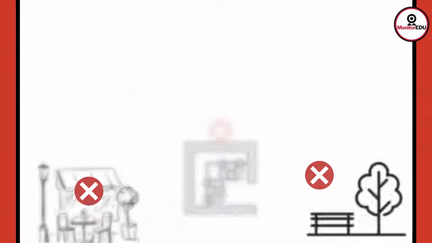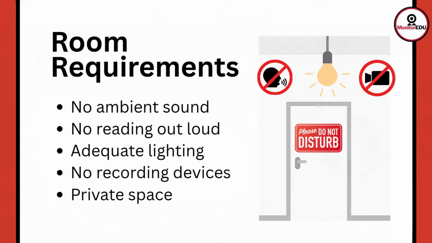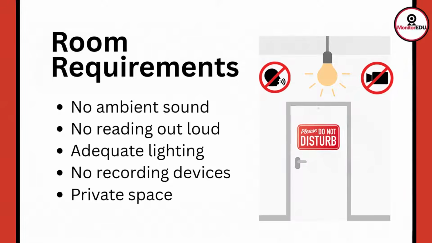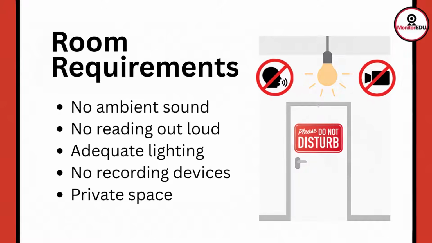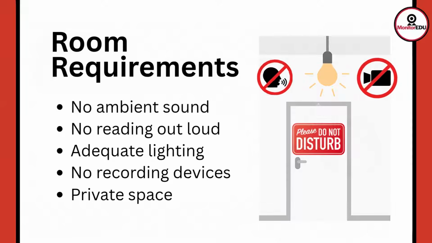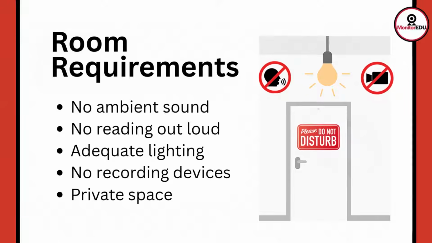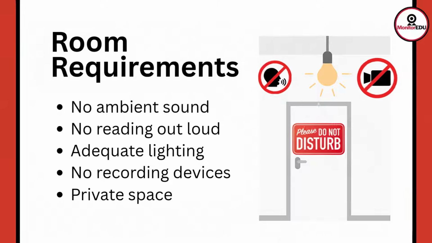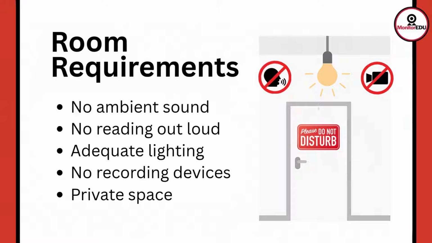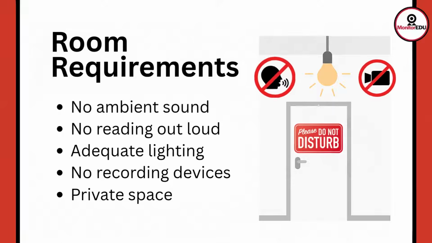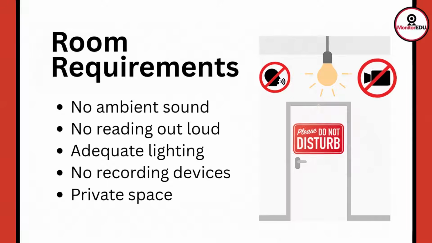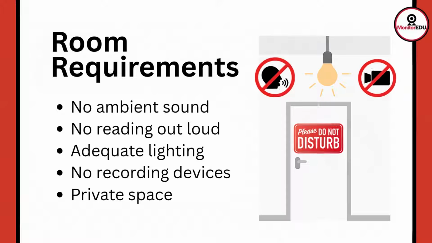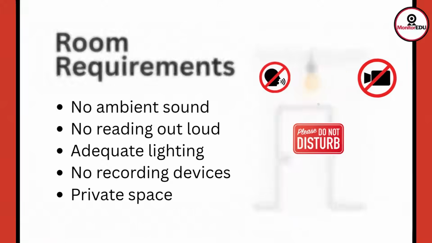The testing space you choose must be quiet and free from all background noise. This means no music, television, or other ambient sounds during your session. You must also remain silent throughout the exam unless you're directly communicating with your proctor. Reading the exam out loud or speaking to yourself is not permitted unless you have a pre-approved accommodation from your organization. The room you choose must also have adequate lighting, be free of recording devices, and must remain private.